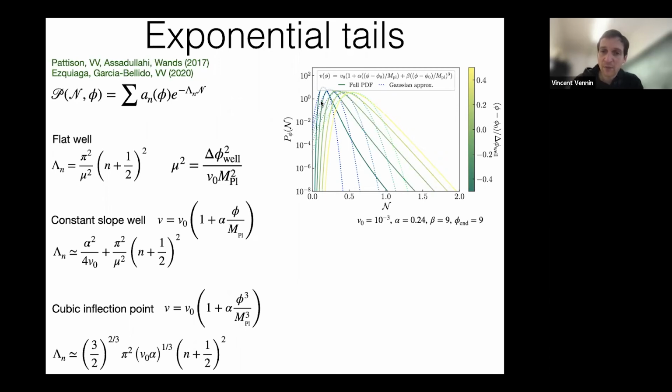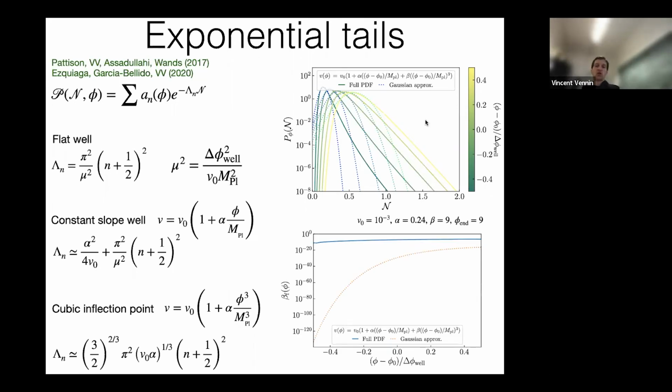Close to the maximum, the Gaussian approximation gives a good fit to the full result. And this is, of course, something that you want, because you know that the most likely fluctuations, the ones that you see on the CMB, have Gaussian or quasi-Gaussian statistics. But if you move far on the tail, you can see that they have those exponential tails.